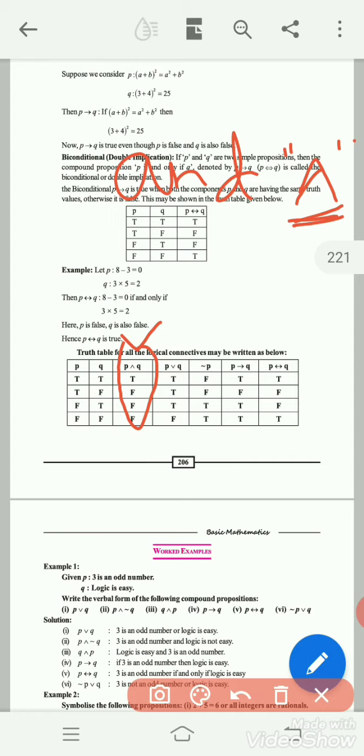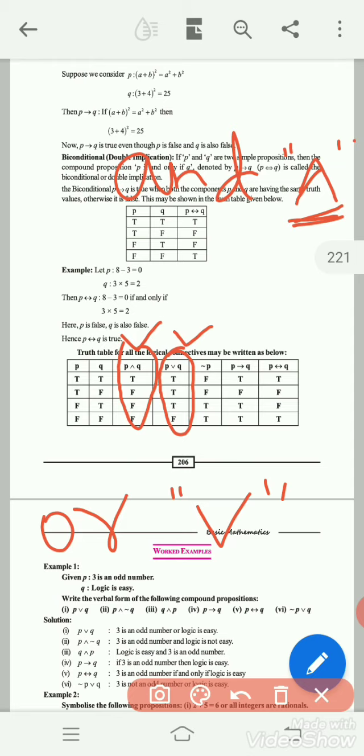First one is true, true, that is true. In all other 3 cases, it is false. Next one is disjunction. Disjunction means OR statement, denoted by the V symbol. OR statement is true when any one of the statements is true. If both the statements are false, then only the compound statement is false. See, this is the truth table for OR statement or disjunction.